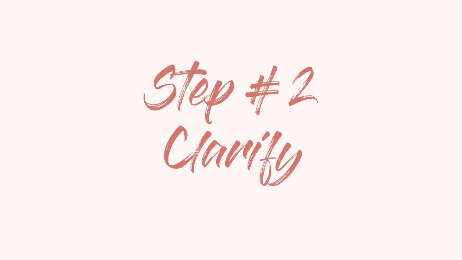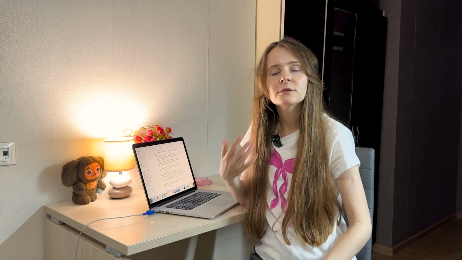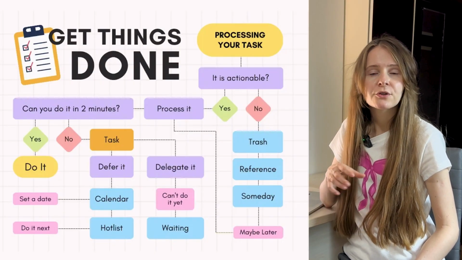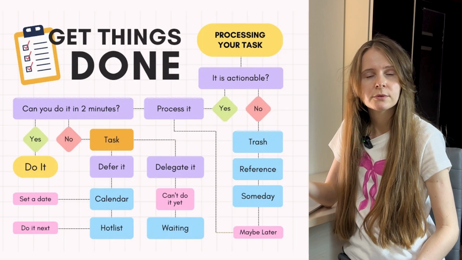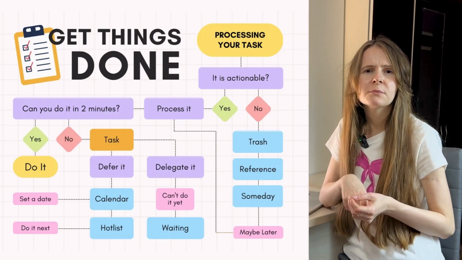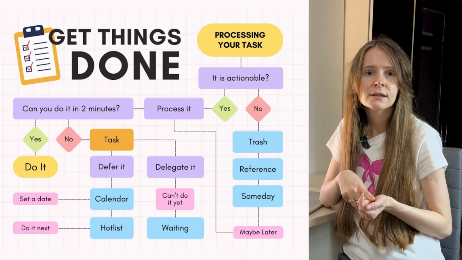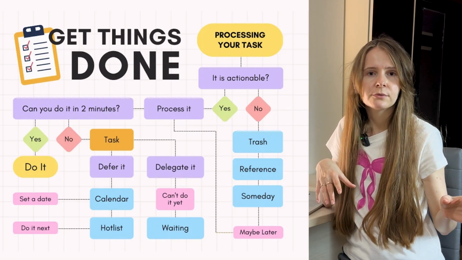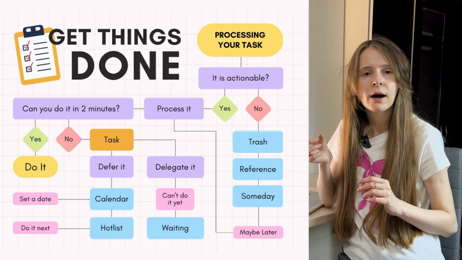Step 2, clarify. Once we have all incoming information in one place, we need to clarify it. And here there are a few options. First, we need to determine if this piece of information that we received is somehow actionable. If it's not, like the results of your examinations, certificates, tickets, some other stuff, it doesn't require any action from you. So we move to a no path here.